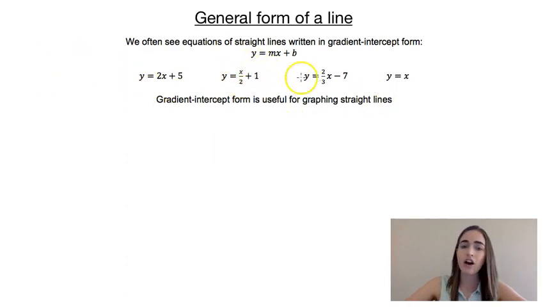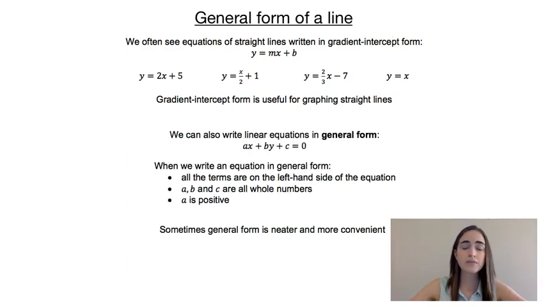And that's a really nice way of writing it because it's really useful for helping us graph straight lines when we can really easily read off the gradient and the y-intercept. But we can also write it in other ways as well, and the most common other form is what's called general form. So when we're writing something in general form, it's going to look like this. It's going to have ax plus by plus c equals 0. So everything is all on one side of the equal sign, and we're just left with 0 on the other side.